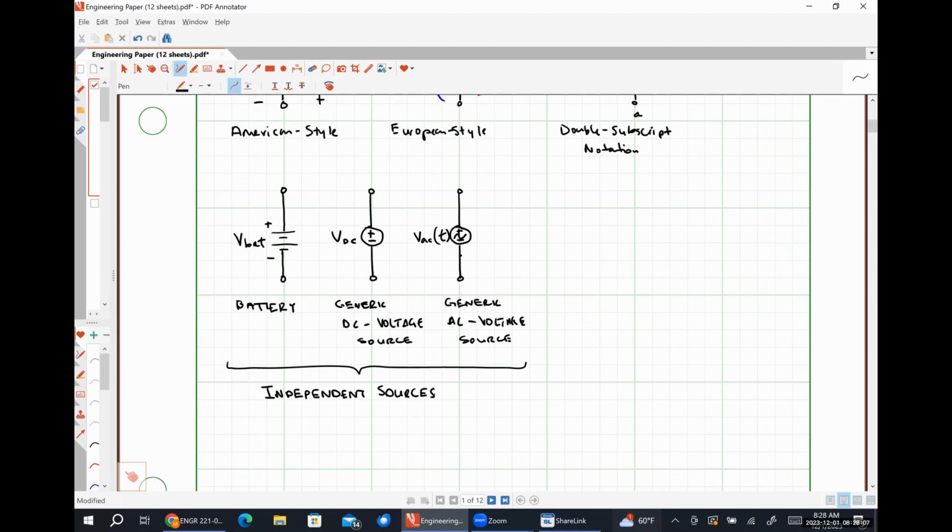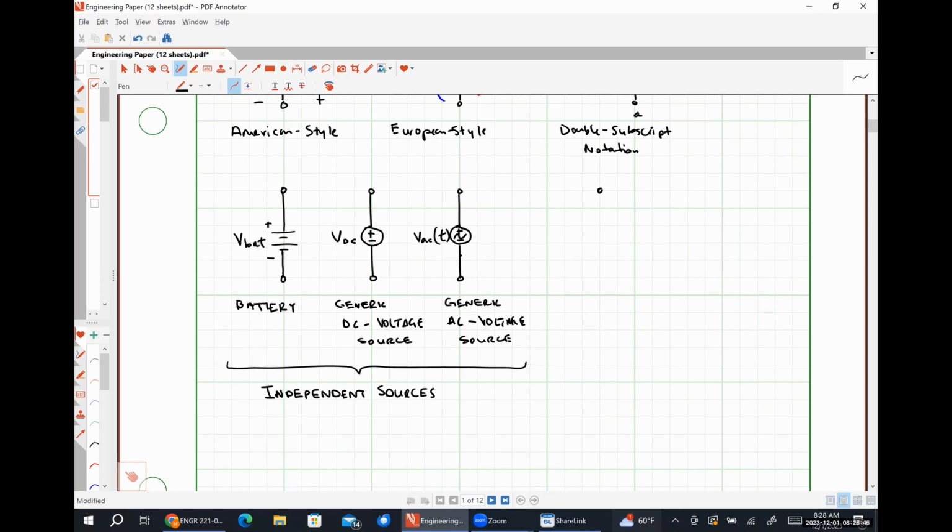So an independent source simply means that they don't depend on what's connected to them. So my generic DC voltage source will supply that voltage VDC regardless of what it is connected to, right? There are no dependencies or anything like that. My battery will supply 7 volts if I somehow found a 7-volt battery pack or something like that, regardless of whether or not it's connected to anything or not. The next two voltage sources that we're going to see are examples of dependent voltage sources.